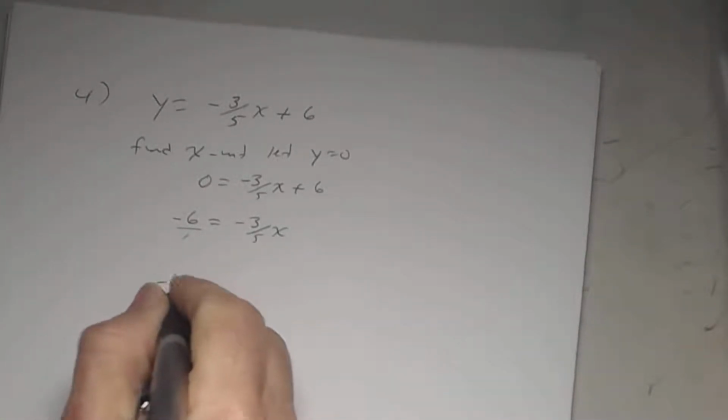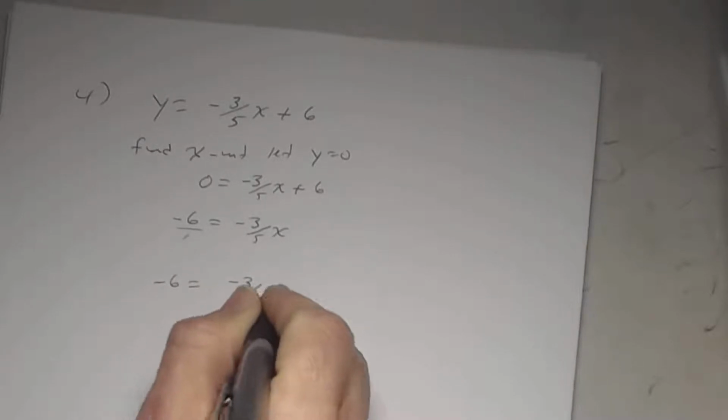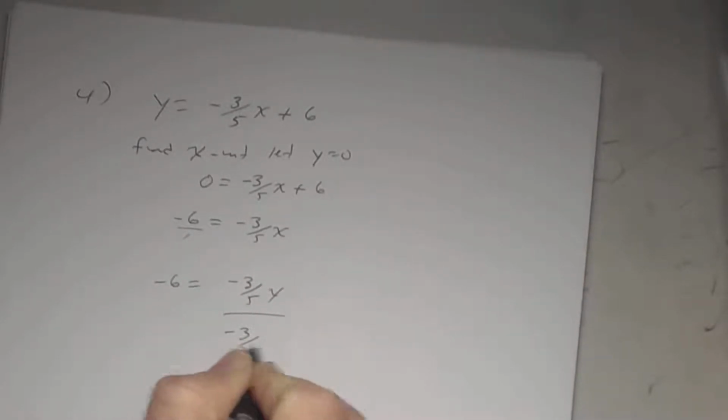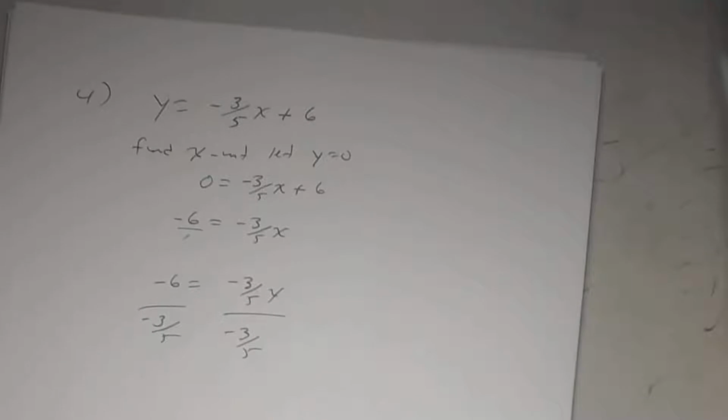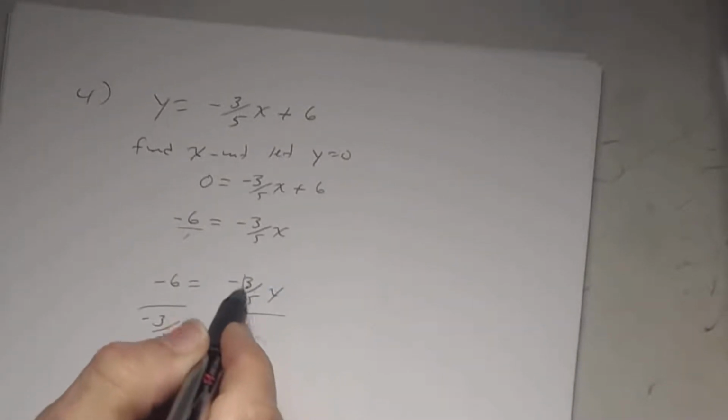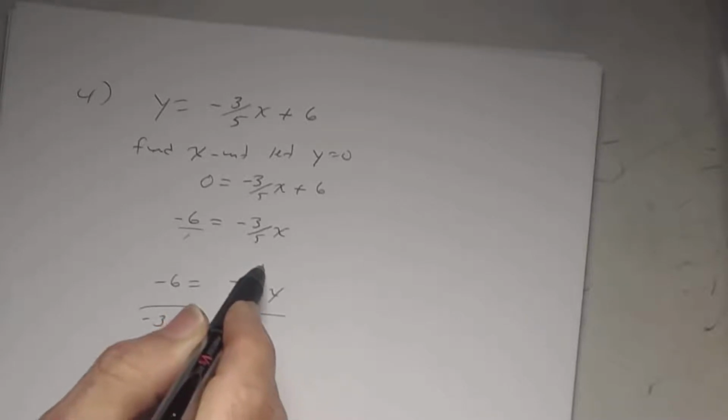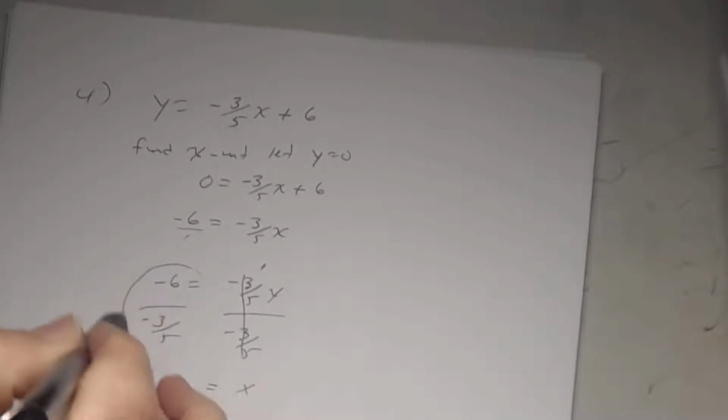All right, so basically what you're going to do is divide both sides by -3/5. Now, you've got to remember some things from last semester or the semester before that. Negative 3/5 divided by negative 3/5 is what? 1. So I do get x on this side. That's what I wanted. Now you've got to remember how to deal with this, though.